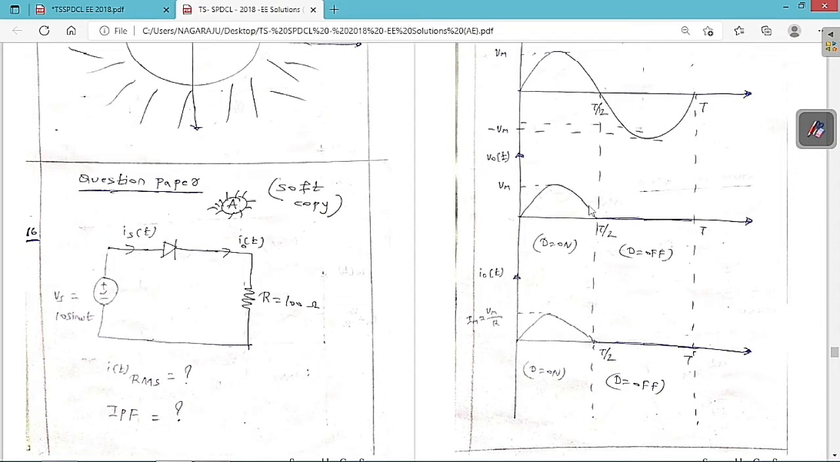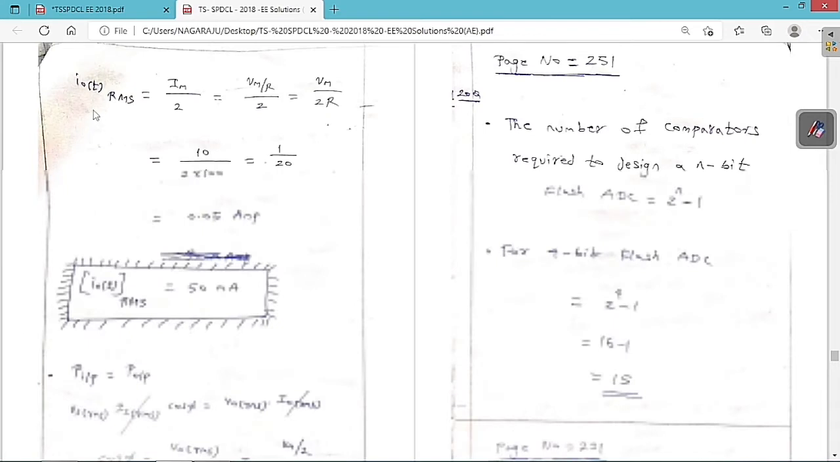So here also the same graph, but only the peak values are going to change. For D equal to 1, this is the graph. For D equal to half, this is the graph. So Im is equal to Vm by R. Now I want to find what is the RMS value of the output current.